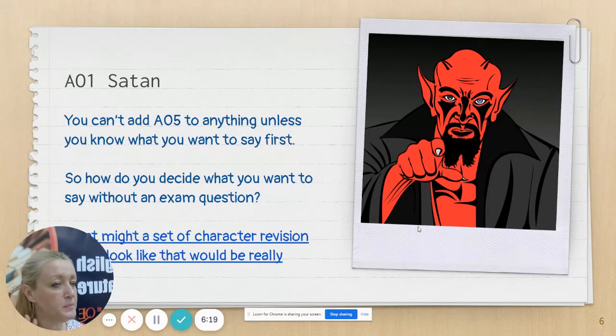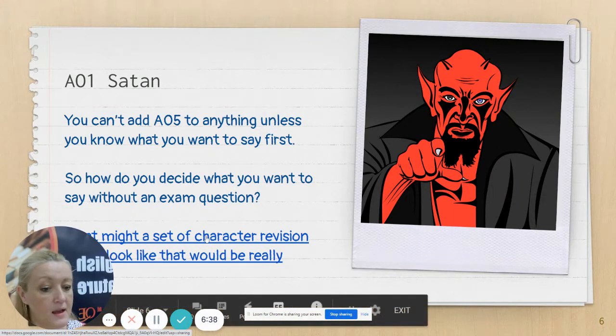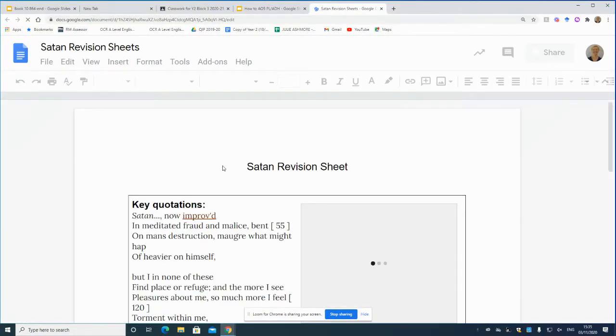So when I was redoing this on Sunday morning, I started to think, if I was a student and I was wanting to use this AO5, what would I need to have in place first? And what I'd want is a really good set of revision notes on Satan, because that's what my quotation refers to. So if we open this up, this is why I've made a copy for everybody.